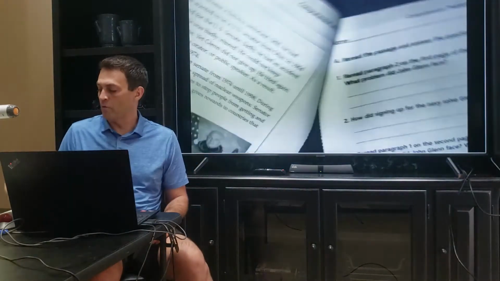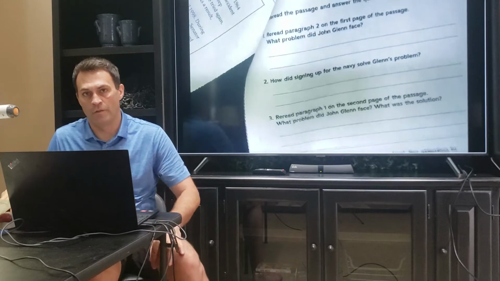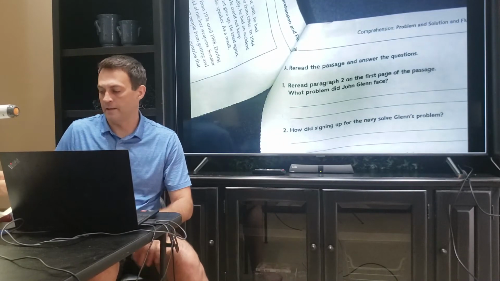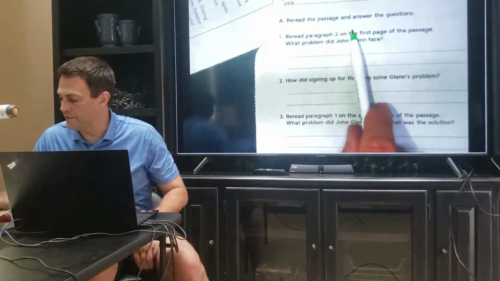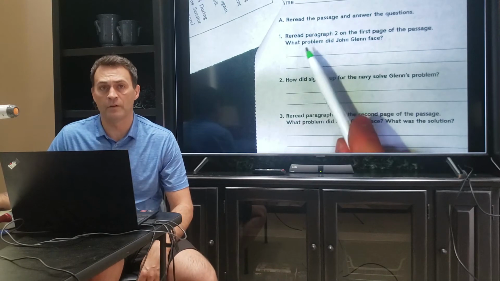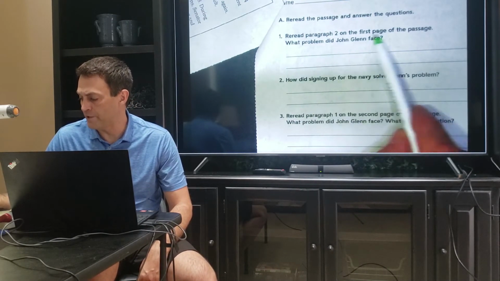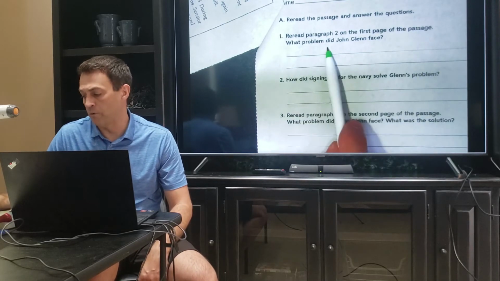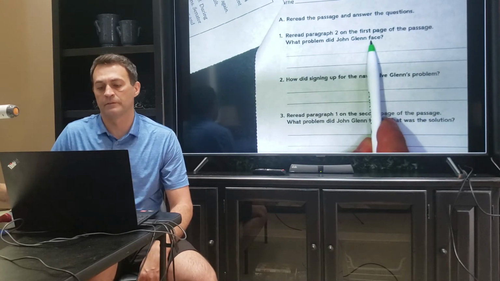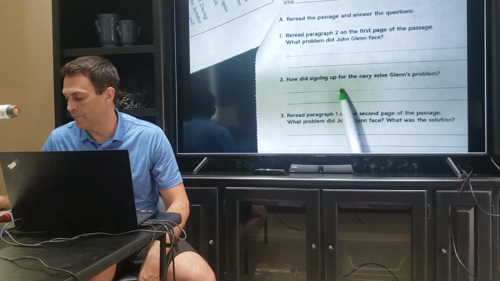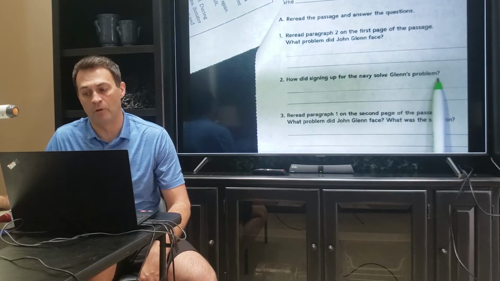All right, I'm going to review the questions, and then I'll read the whole thing. It says, reread the passage and answer the questions. So we're looking for these answers to these questions. Reread paragraph 2 on the first page of the passage. What problem did John Glenn face? Number 2, how did signing up for the Navy solve Glenn's problem?